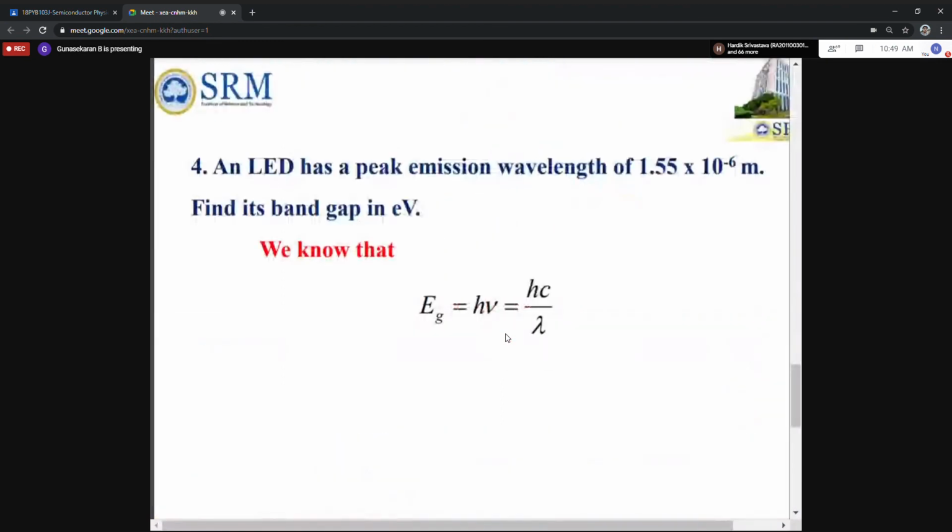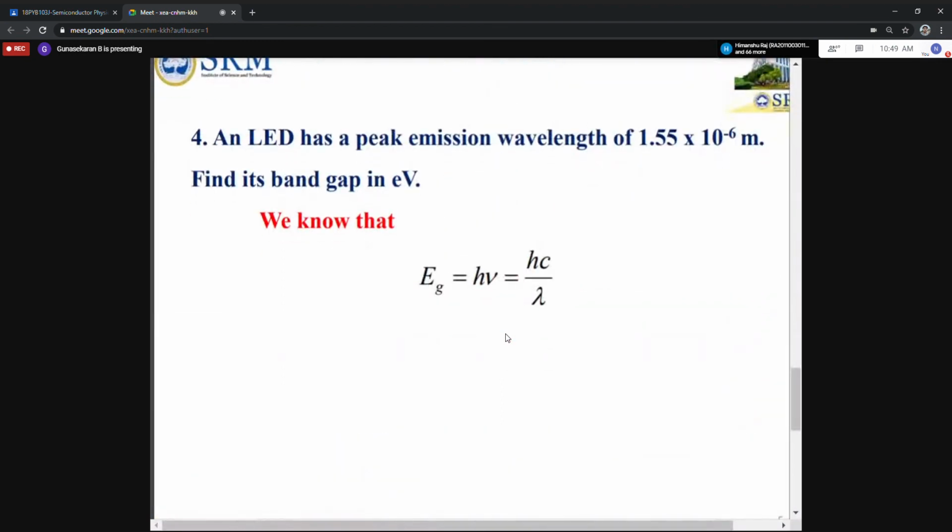Okay. So the LED has a peak emission wavelength given now. Instead of the band gap, they give the wavelength here, 1.55 × 10^-6 meter. Now you have to calculate the band gap in terms of eV. The formula is Eg = hc/λ. You substitute all the values of h, c, and lambda and find it out.